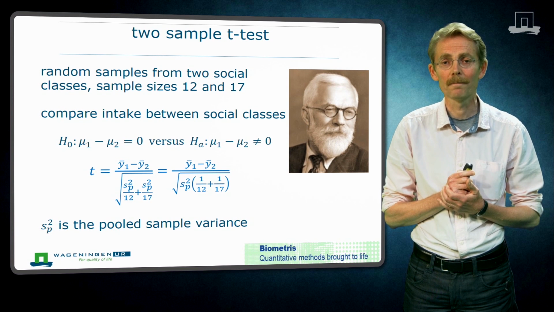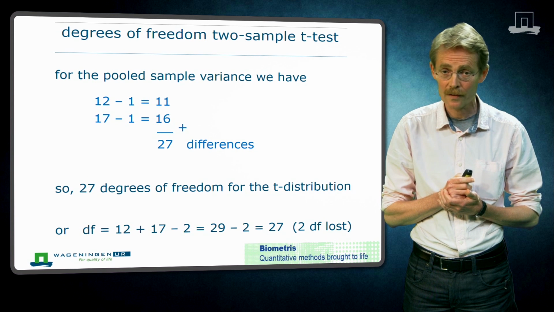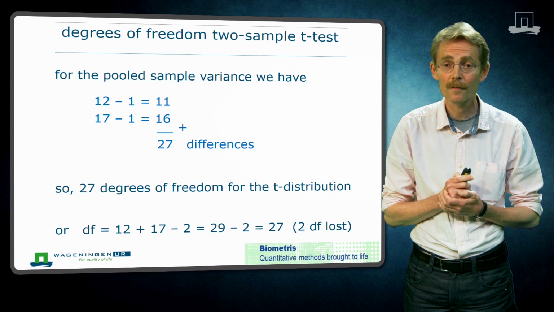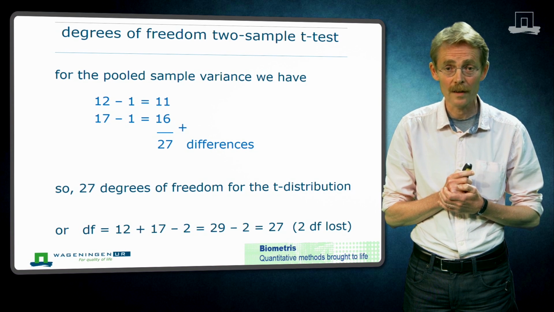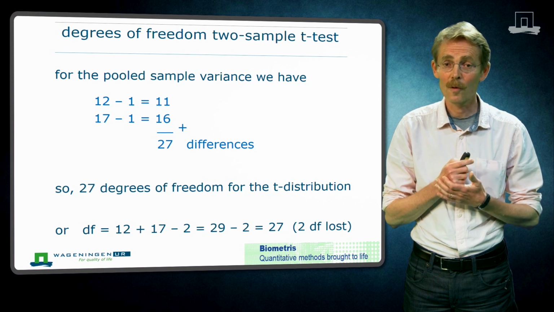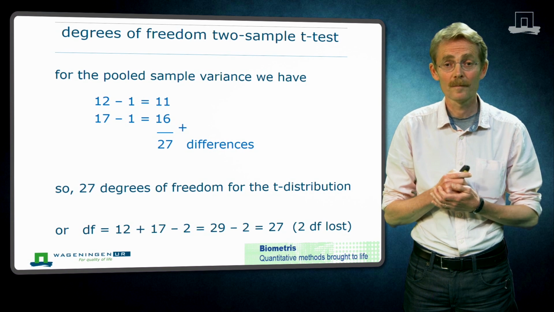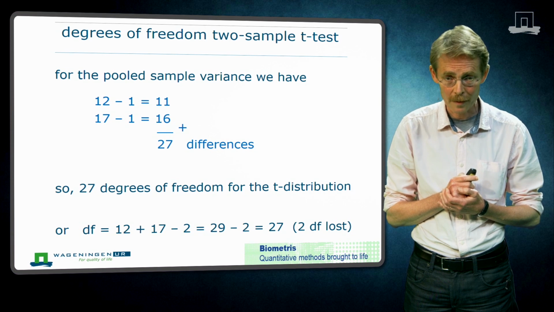What are the degrees of freedom? Well, we have 12 observations in one sample. That's 12 minus 1 is 11 differences. We have 17 observations in the other sample. That's 17 minus 1 is 16 differences. So in total, we have 27 differences for quantifying sigma square by SP square. So we have 27 degrees of freedom.